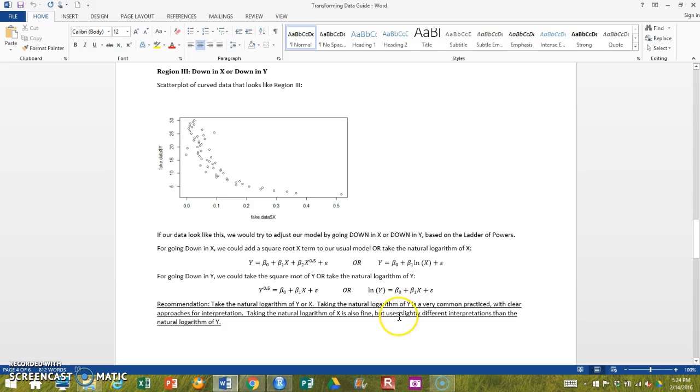The convention when we need to go down in y is to take the natural log of y. I recommend this before anything else when you need to go down in y. This is very conventional. This is used the most commonly, and there are pretty well-defined interpretations for our coefficients once we apply that kind of transformation. So if you ever have data that look like this, I recommend taking the natural log of y and making that model.